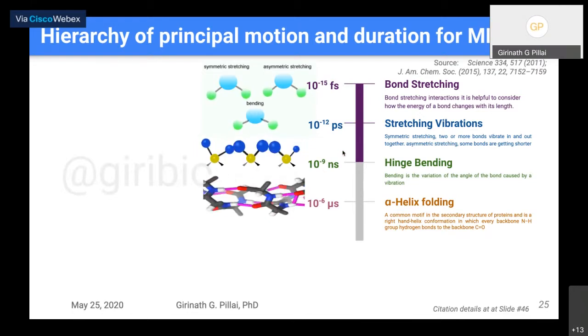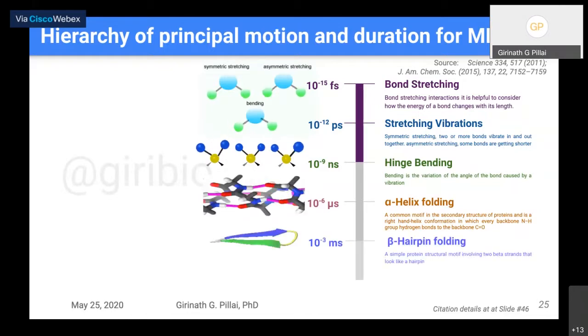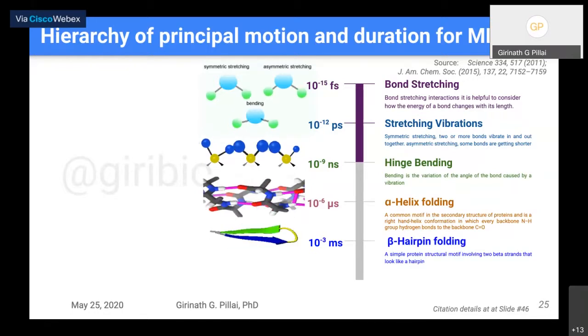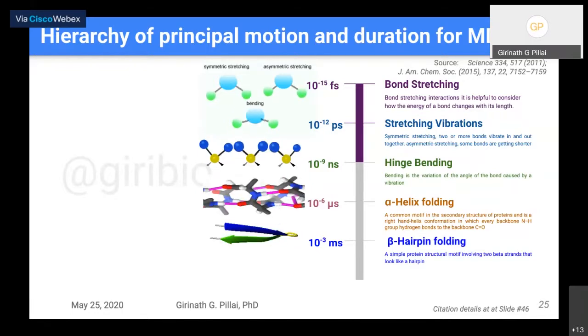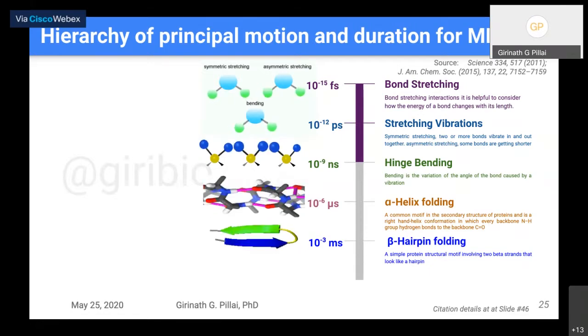1 nanosecond is 10 raised to minus 9, micro is 10 raised to minus 6. So when you're going for alpha helix folding, a secondary structure of protein, it is a right-handed helix conformation in which the backbone nitrogen-hydrogen groups and the hydrogen bonds to the backbone keto groups are also being maintained. And then we have beta hairpin folding, a simple protein structural motif involving two beta strands that look like a hairpin. That is again in milliseconds we are talking about.